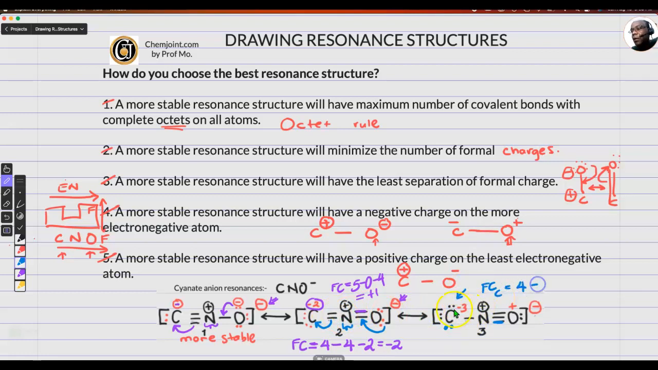Valency of 4, there are 6 non-bonding electrons, and there's 1 bond. That will give you an answer of -3. That's the formal charge of carbon. But -3, positive, and positive on oxygen. If you do it for oxygen, it will be positive. The overall charge, -3 plus and plus, gives you -1. Again, the overall charge is -1.